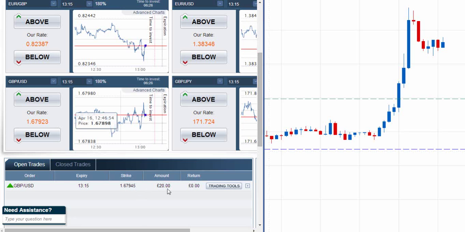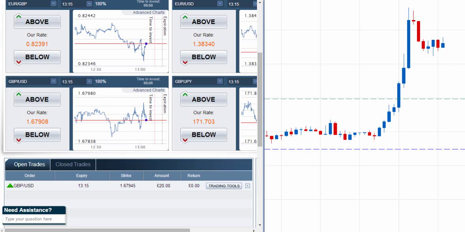So we'll keep an eye on this trade for the next 15 minutes or so. Okay, so it is starting to tick up, which is exactly what we want. And as you can see now, we're actually trading in the money. We still have at least another 7.5 minutes to go, so it's by no means a realized profit, but it's going in the right direction.